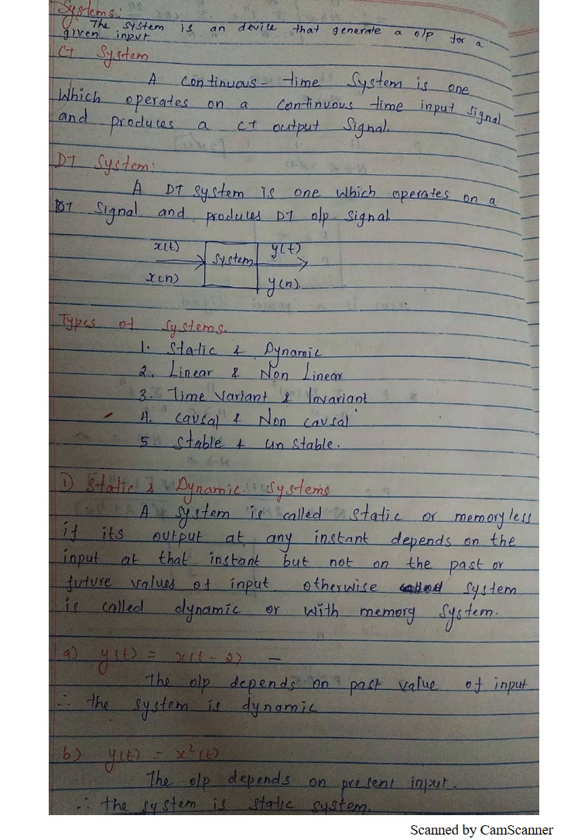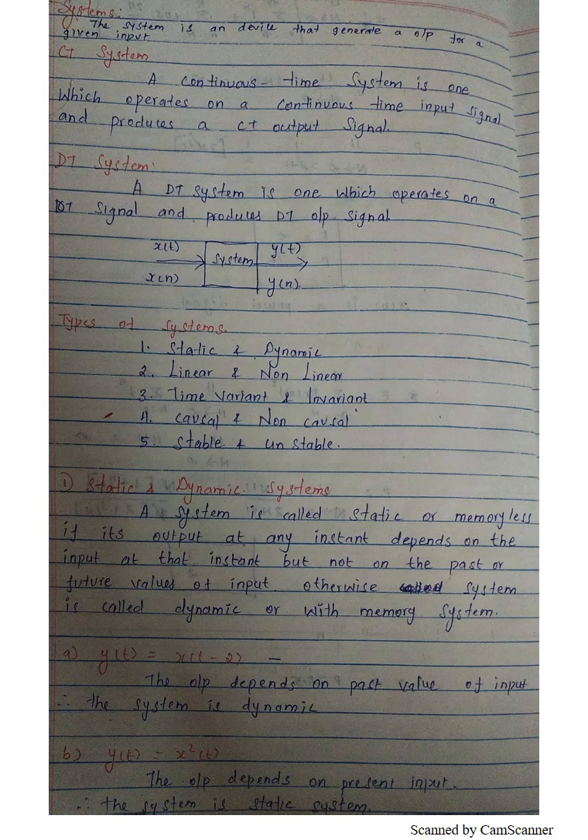Okay. Next, types of systems. Generally, we classify the types of systems. The first one is static and dynamic systems. Another is linear and non-linear systems. The third one, time invariant and time variant systems. The fourth one, causal and non-causal systems. The last one, stable and unstable systems. We'll see them one by one.